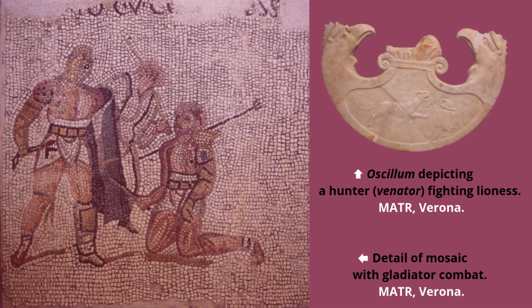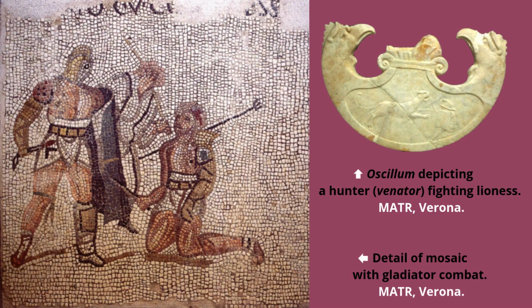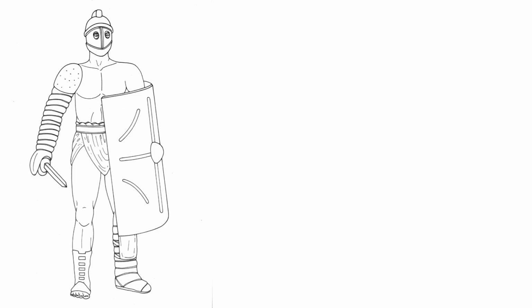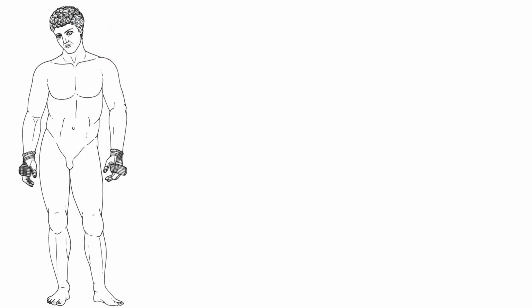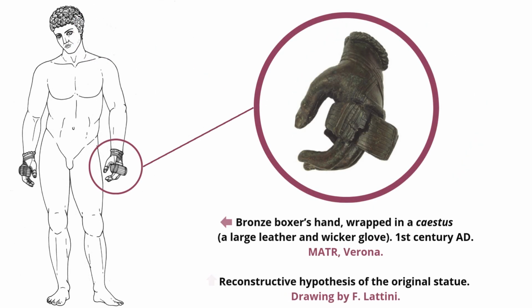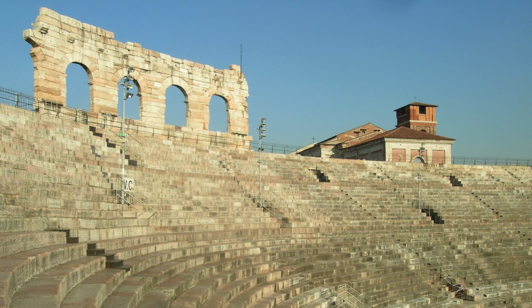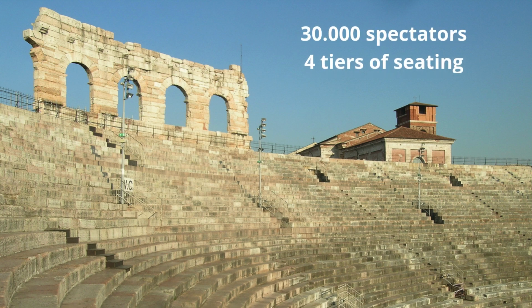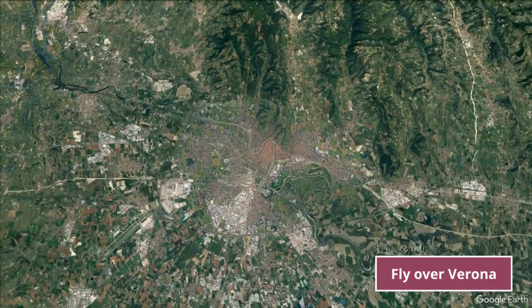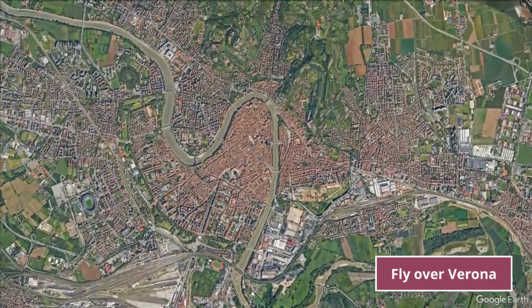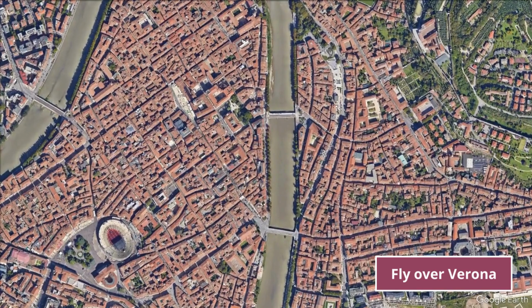The arena hosted gladiatorial games, hunts, and possibly boxing matches and executions. It is estimated to have held up to 30,000 spectators, arranged in 4 tiers of seating. In the first half of the 3rd century AD, the amphitheatre was still in use, but by the end of the same century, parts of it were repurposed for other buildings.